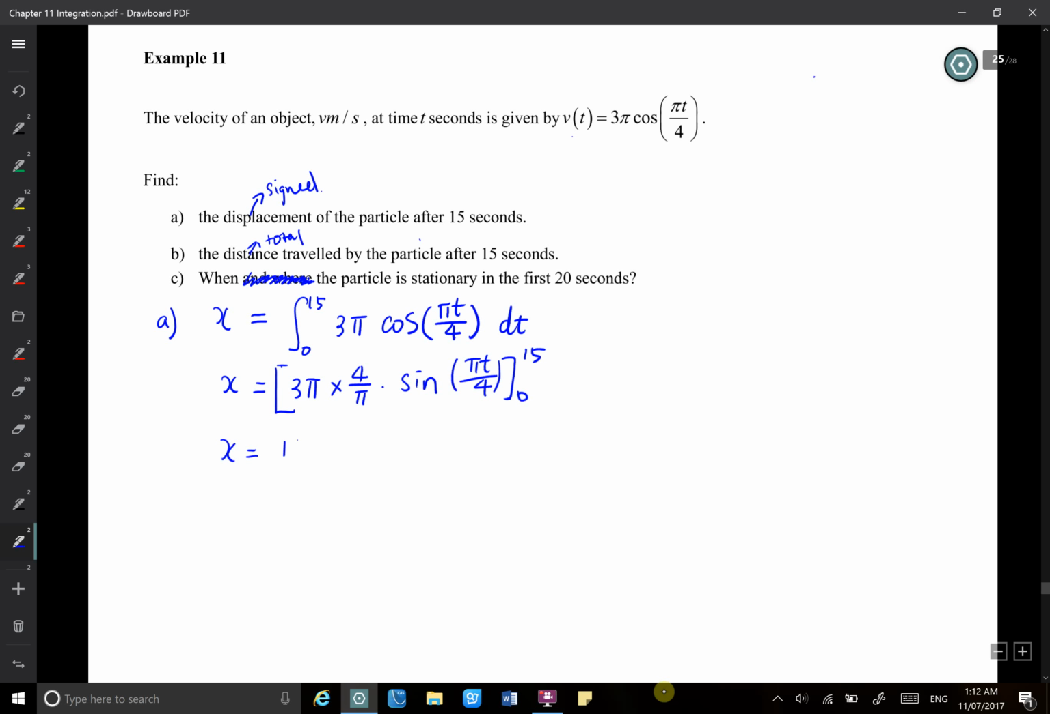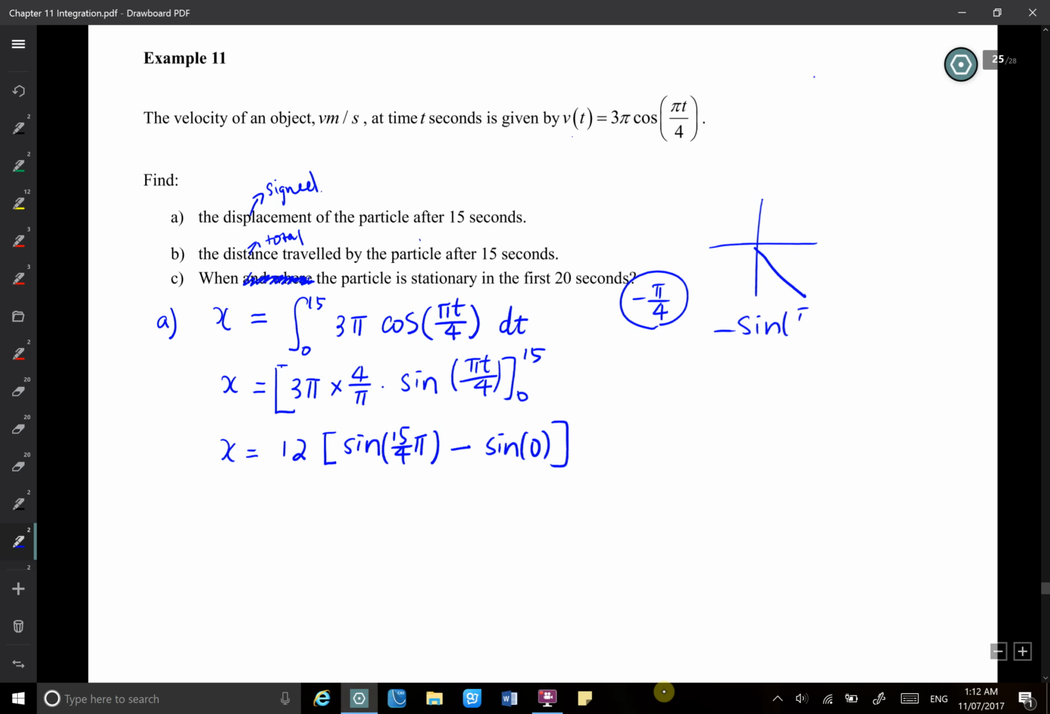So x equals 12, which can be taken out. Inside is sine of 15 over 4 pi minus sine 0. Sine 0 is just 0. So what is 15 over 4 pi? That is 16 over 4 pi minus pi over 4, so that's minus pi over 4. Sine of minus pi over 4 is minus sine pi over 4, which is minus root 2 over 2.